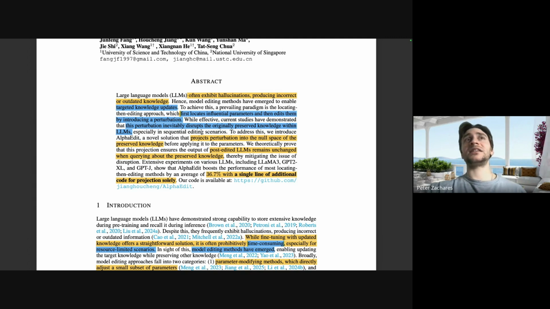And their key idea is that they project these perturbations, the updates they want to make to the model to learn new knowledge, into the null space of the preserved knowledge. So the knowledge that is already known by the model. This isn't the null space of the weight matrices in the model. It's the null space of the preserved knowledge, which is a really interesting concept to me, because I'll show you how it makes sense later.